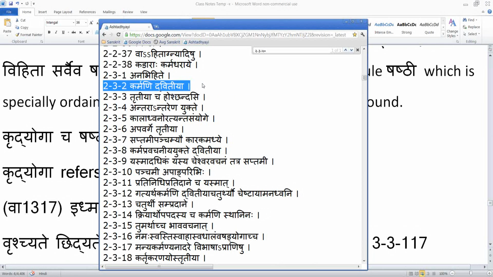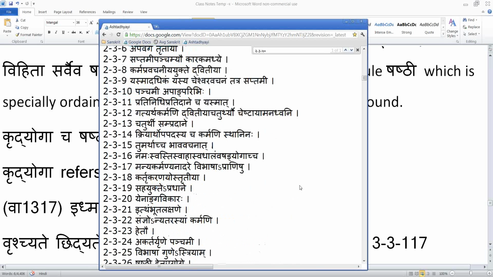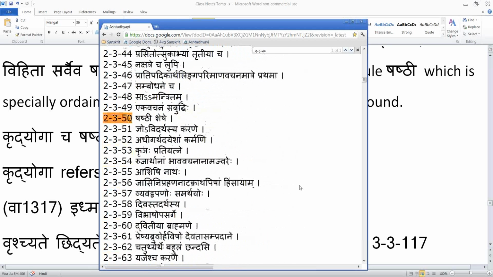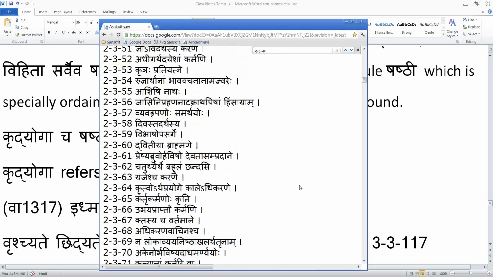So don't think that a karma will always be dvitiya. Because this karmani dvitiya is an utsarga, it has the important condition of anabhihite. Same thing here, when you say vishvasya karta, vishva is still the karma of the dhatu kru, the maker of the world. So the world is being made. But because of the sutram kartrikarmanoho kriti, we say vishvasya karta, not vishvam karta. So now what this Vartikam is saying is that this Shashti should be allowed to compound.